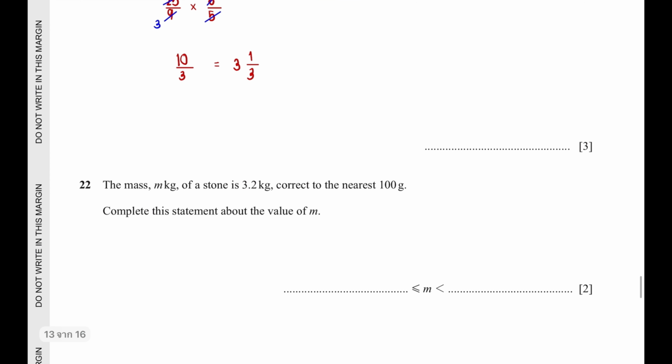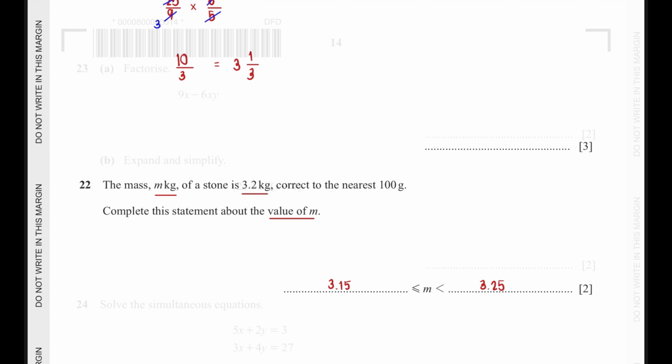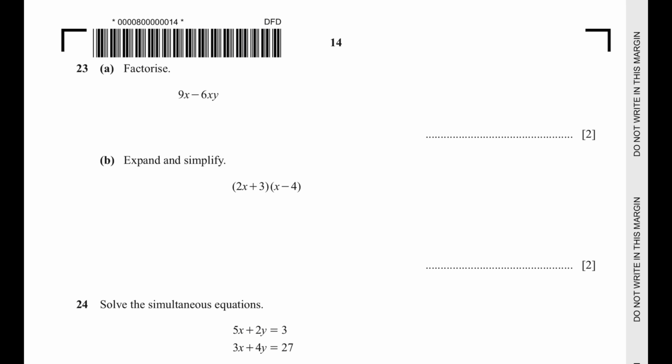Question 22. The mass m kilograms of a stone is 3.2 kilograms, correct to the nearest 100 grams. Complete this statement about the value of m. So m is greater than or equal to 3.15 and less than 3.25.